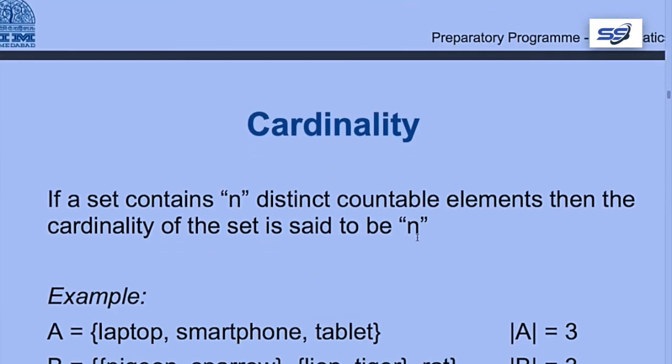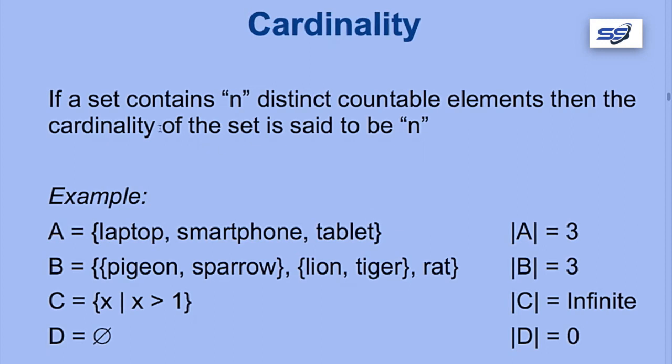Now, cardinality. Cardinality means if a set contains n distinct countable elements, then the cardinality of the set is n. Example: A = {laptop, smartphone, tablet}, cardinality of A = 3. It means A contains 3 elements. B = {pigeon, sparrow, lion, tiger, rat}. Here, cardinality of B is 5.